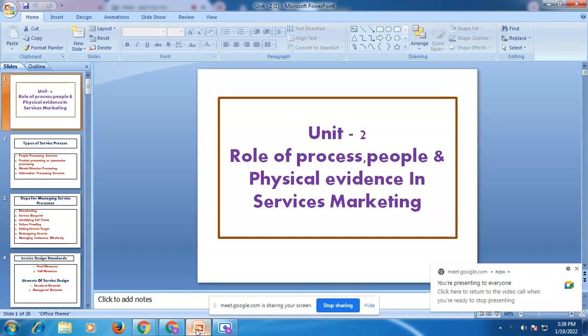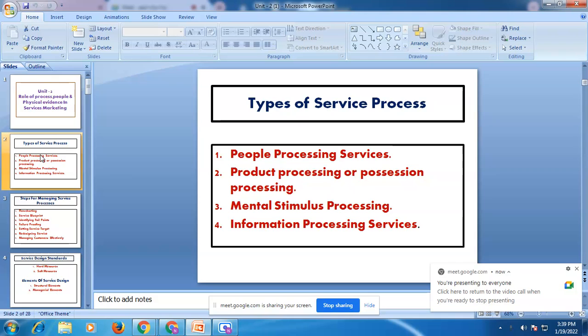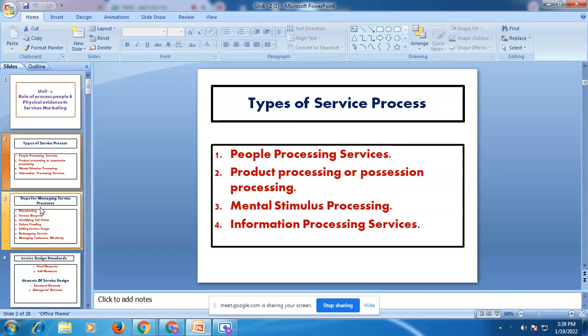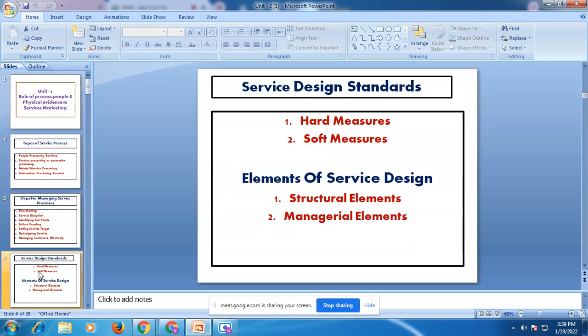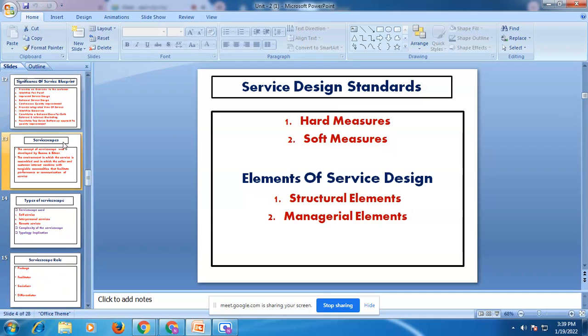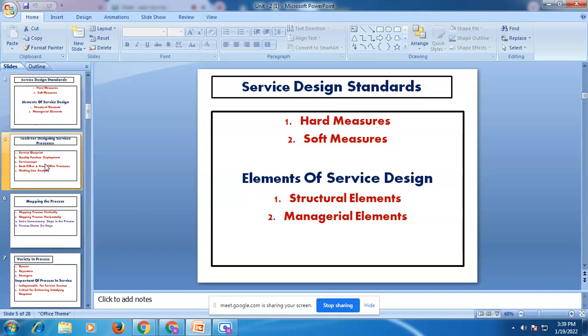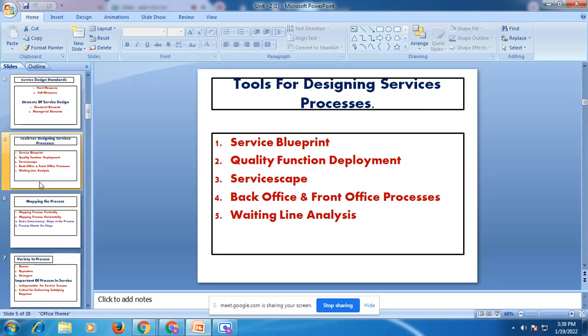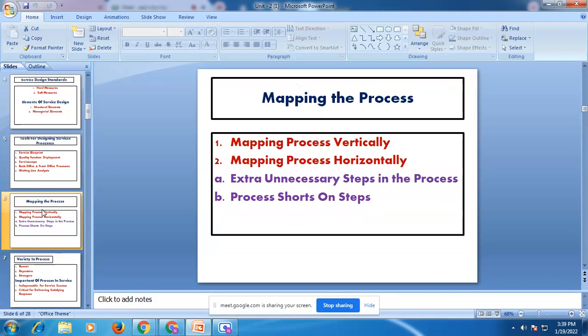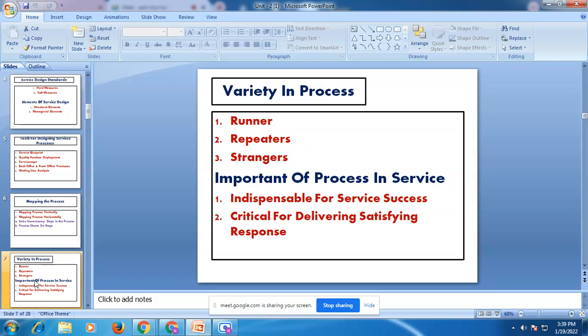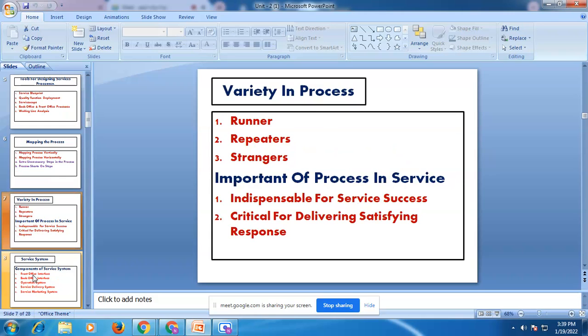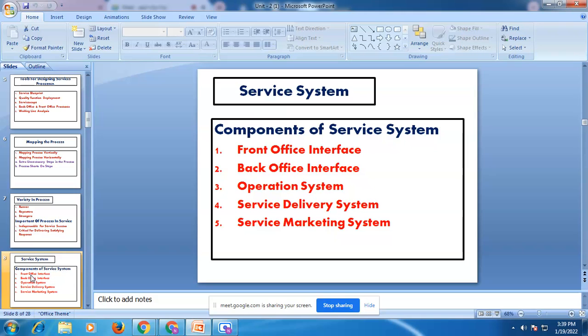On service marketing, in the last lecture, we discussed our unit two, the role of processes, people, and physical evidence in service marketing. In that, we saw the types of service processes, the steps for managing service processes, service design standards and the elements of service design. Next, we saw the tools for designing service processes, mapping in a process, variety in a process and the importance of process in services, then the service system and the important components of a service system.